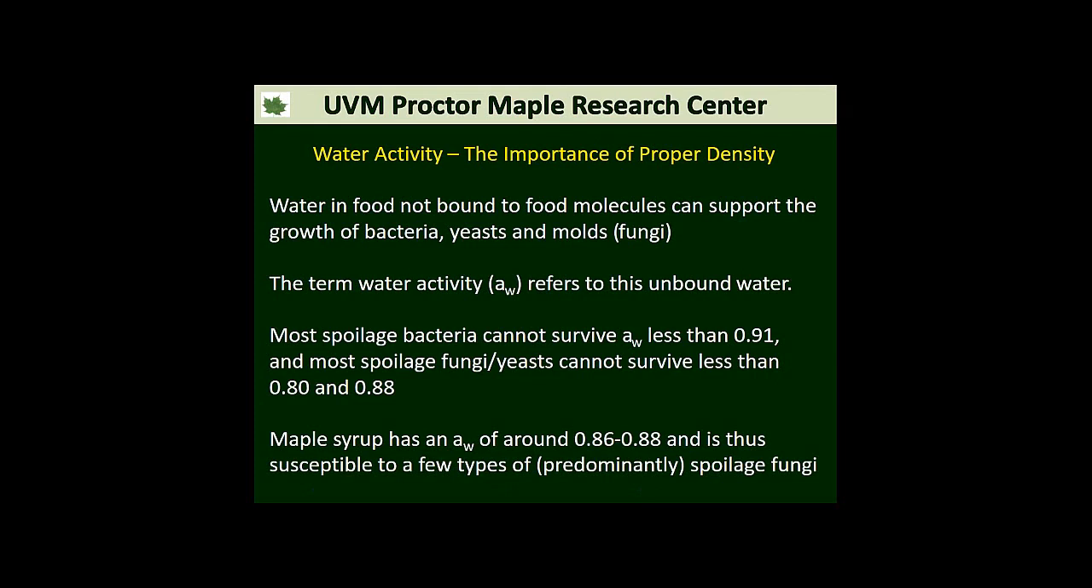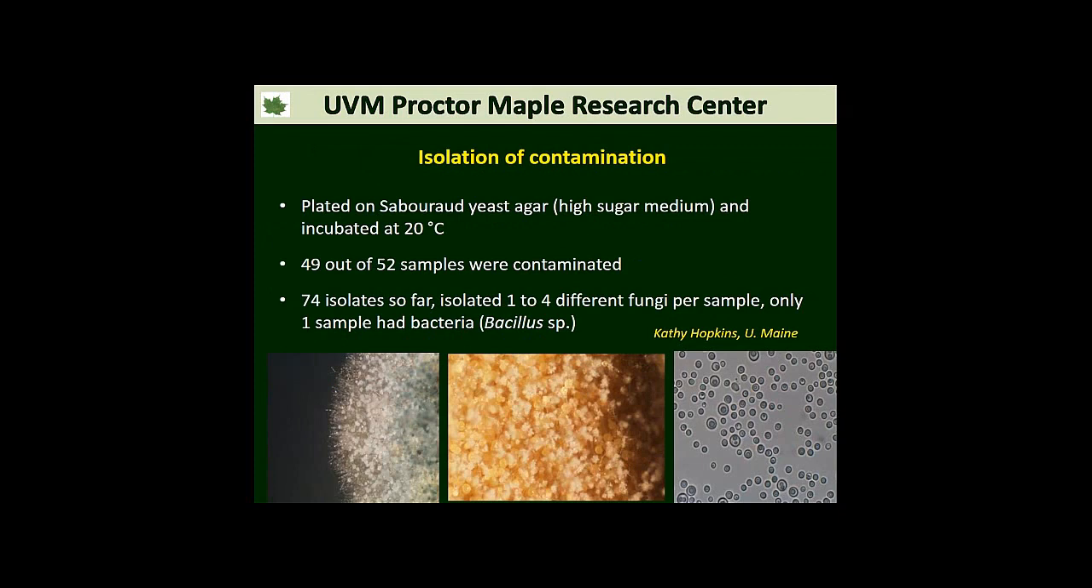And the reason it doesn't grow so well in maple syrup is due to water activity. Water activity is the property that refers to the unbound water in maple. If there's unbound water, it means things can grow in it. Different types of things can't survive with a water activity less than 0.91, but some things can survive when it's less than that. Maple syrup is about 0.86 to 0.88, so not a lot of things will grow in it, but sometimes a few things can.